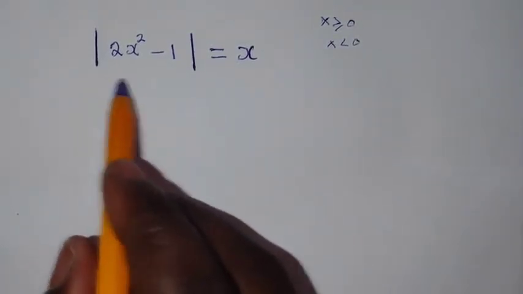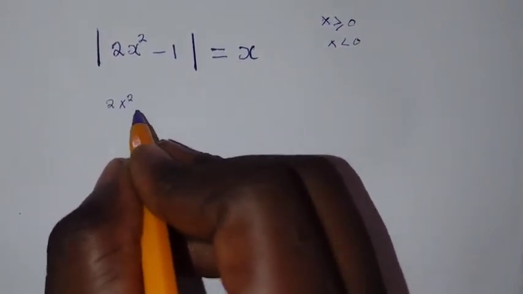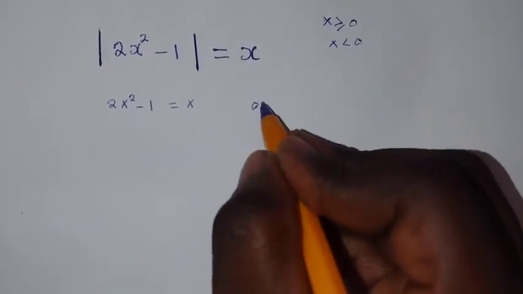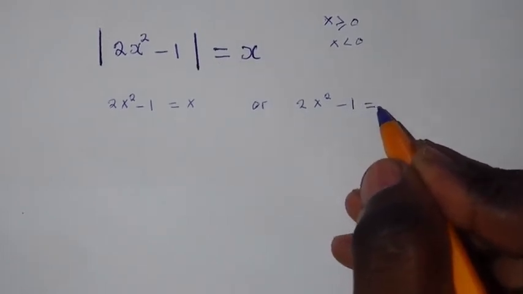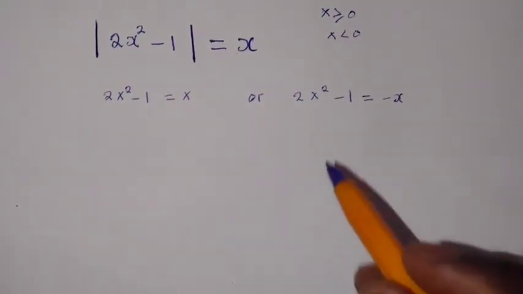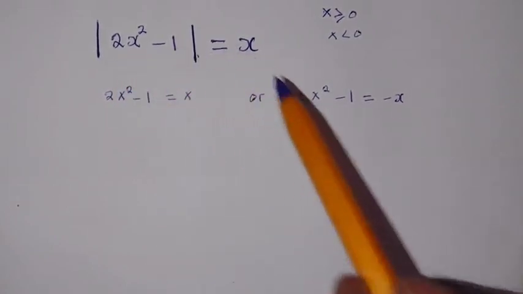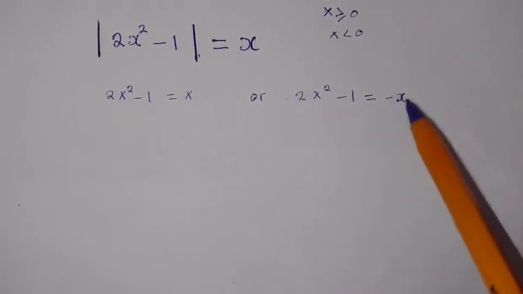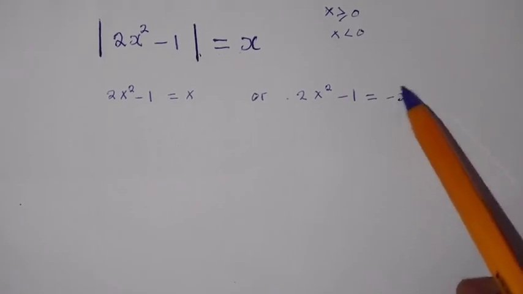Now, in this case, we are going to write this one using the positive value of x. We are going to say 2x squared minus 1 is equal to x, or we can say 2x squared minus 1 will be equal to negative x. I hope it's clear here. On the right hand side, we have just removed the modulus by introducing a negative, so there we have a negative x.